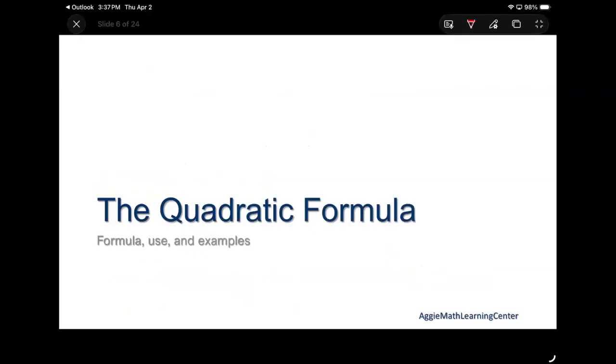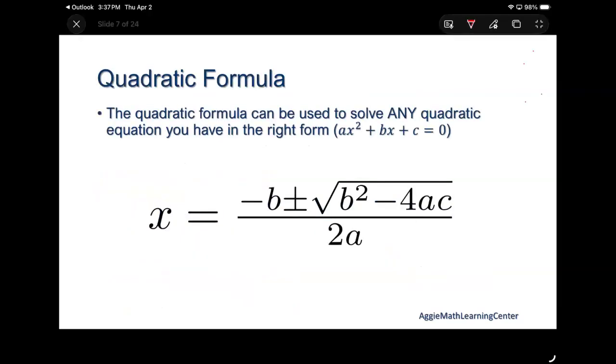Okay, so now we're going to talk about the quadratic formula. And we use the quadratic formula to solve for x in a quadratic equation. And so this is the quadratic formula. Remember, a is the coefficient of x squared, b is the coefficient of x, and c is our constant.